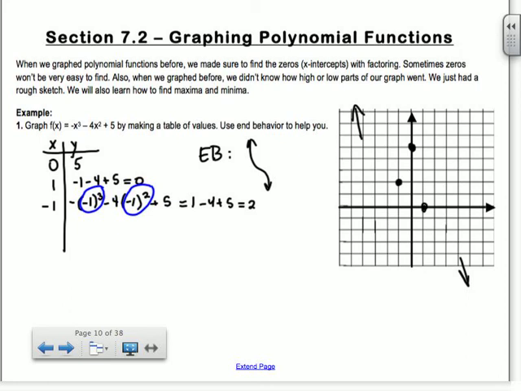Okay, let's try a couple more. How about we try 2 and negative 2? This side of the room, you guys are going to do the 2, and this side you guys try the negative 2. See what you get.